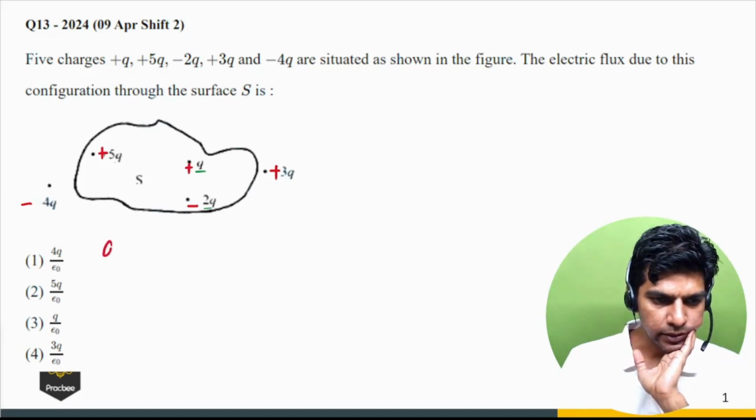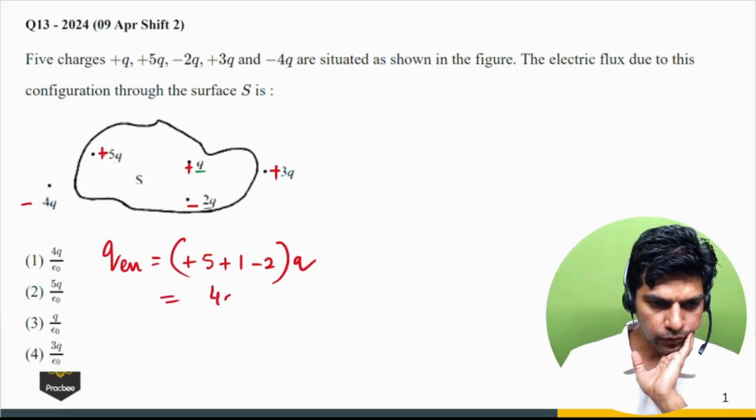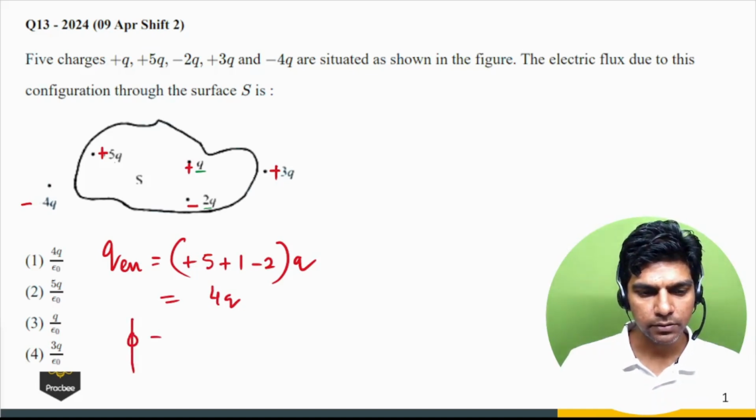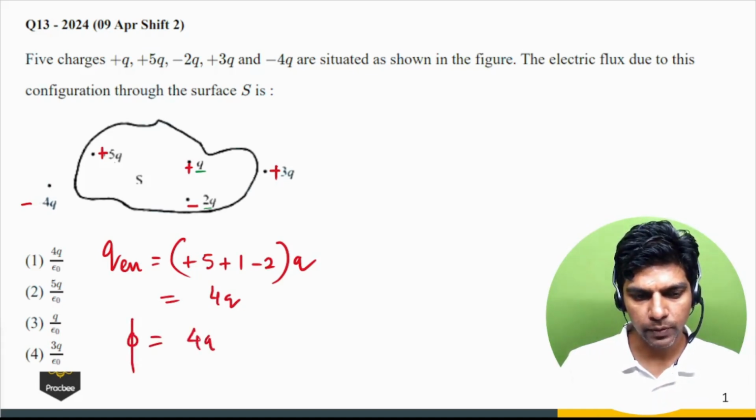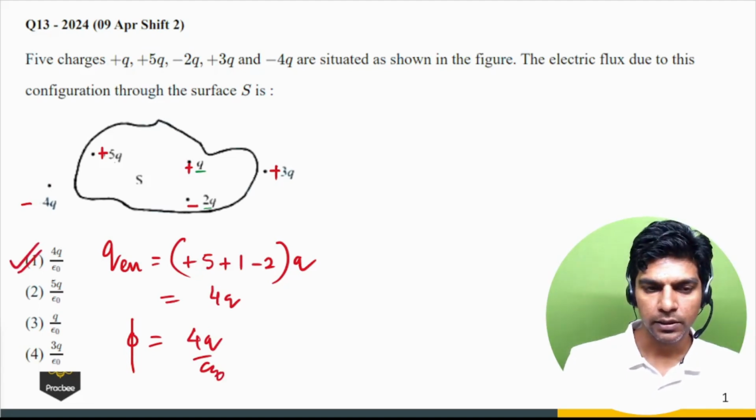So what is the charge enclosed? Q enclosed will be plus 5 plus 1 minus 2, so that will be 4q. So the flux by Gauss's law will be 4q by epsilon naught. So option 1 is the right answer.